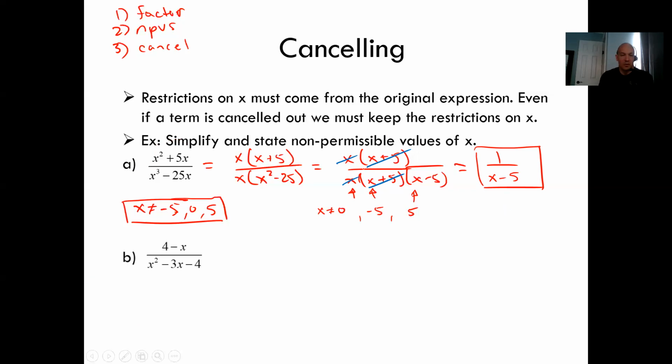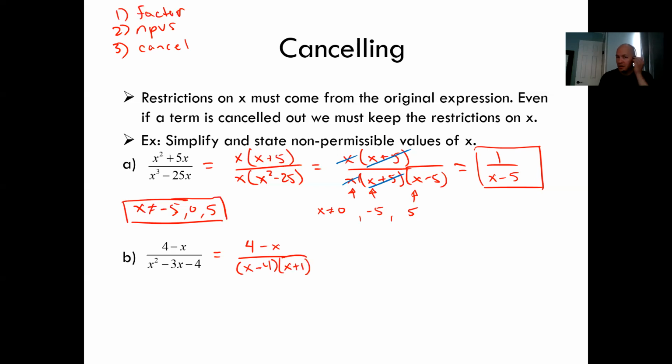Okay, next one, 4 minus x, blah, blah, blah. Well, you guys can read. So what I would do first is rearrange things. I would go 4 minus x here, and on the bottom, you can factor this out to get x minus 4 and x plus 1.